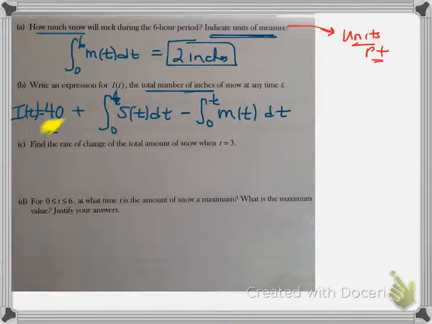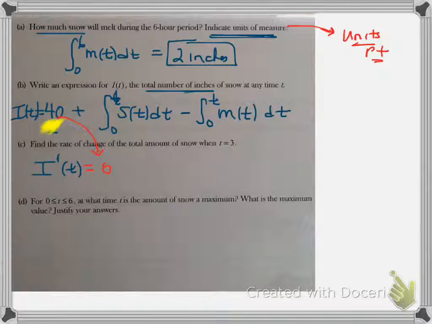Okay, so let's go to part C now, right? Find the rate of change of the total amount of snow when t equals 3. So that means I need to derive I of t. So we want to derive each piece, if you think about it, right? So 40 becomes 0, right? The derivative of 40 is 0.